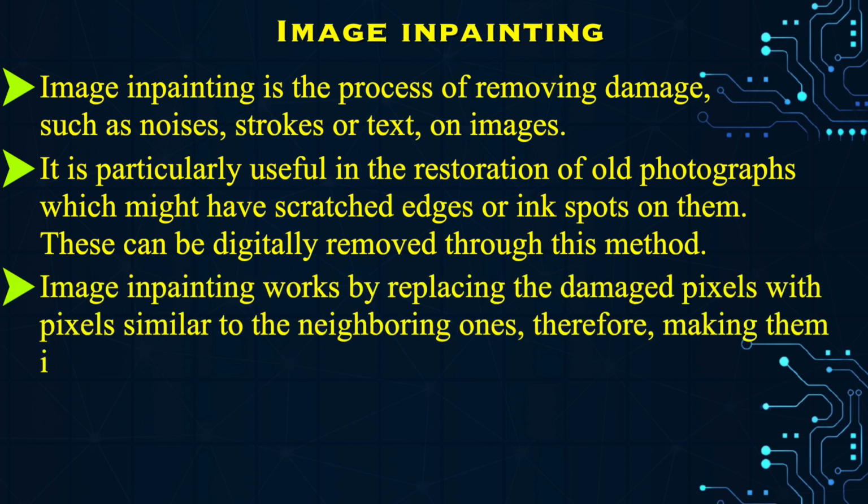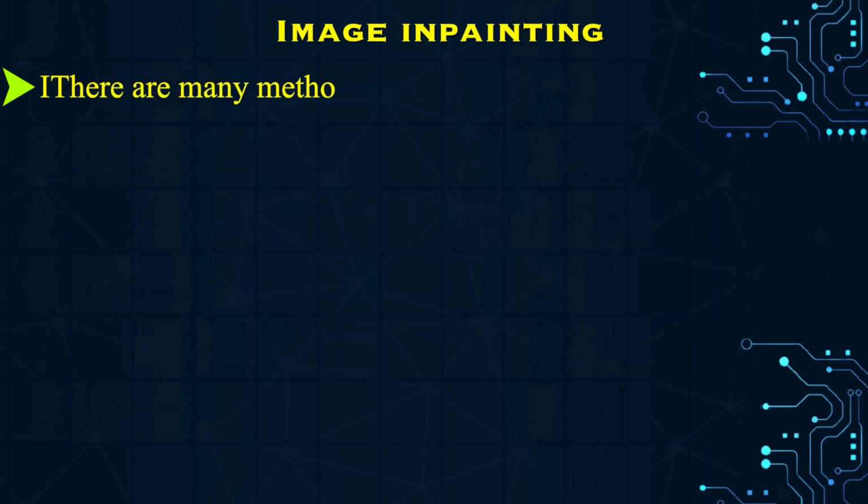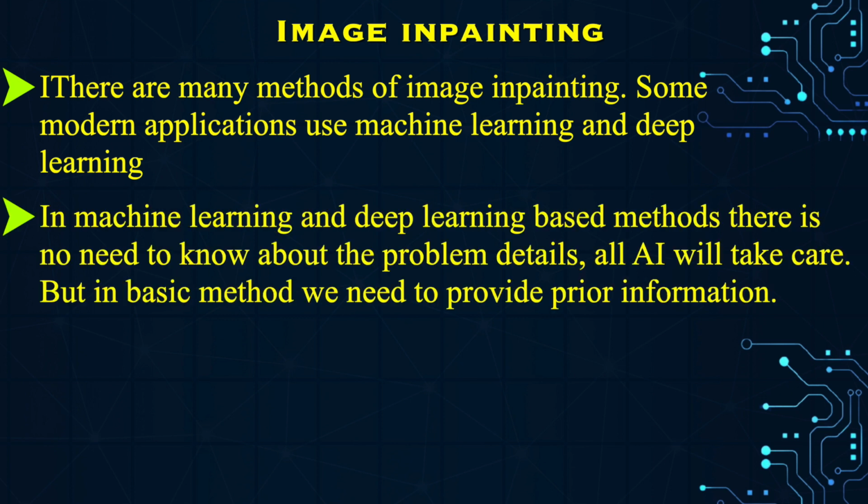Image inpainting works by replacing the damaged pixels with pixels similar to the neighboring ones, therefore making them inconspicuous and helping them blend with the background. There are many methods of image inpainting. Some modern applications use machine learning and deep learning methods also. In machine learning and deep learning based methods, there is no need to know the problem's details, all AI will take care, but in basic methods we need to provide prior information.